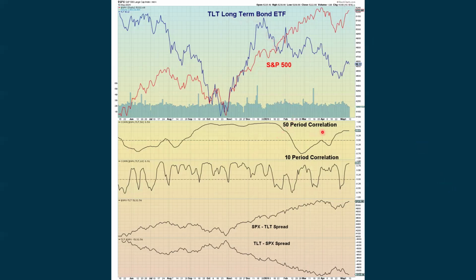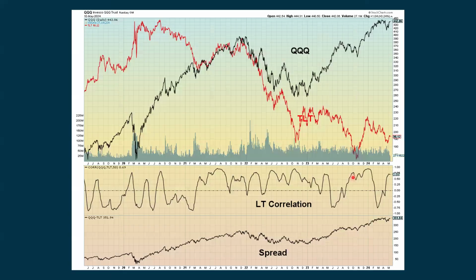We measure the longer-term correlation between the two, and it's not really significant right now. But in the short term, based on 10 periods, they are tending to go in the same basic direction at the same time. And we look at the QQQs and the TLT, and then look at that relationship where it's kind of going in the same direction at the same time, but trailing off just a little bit.